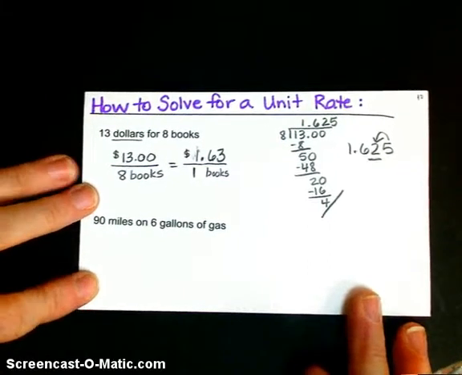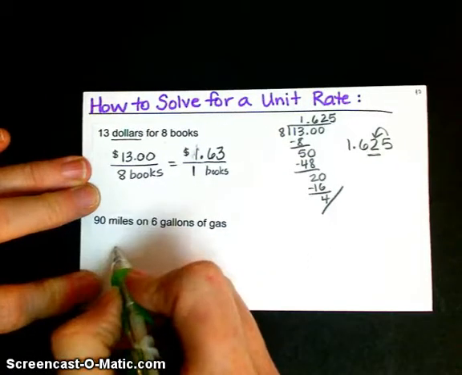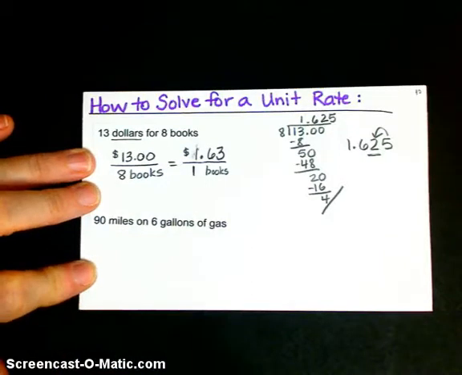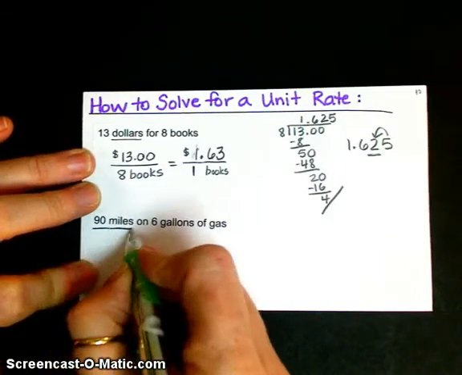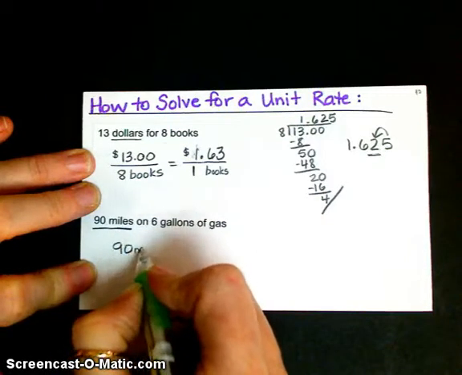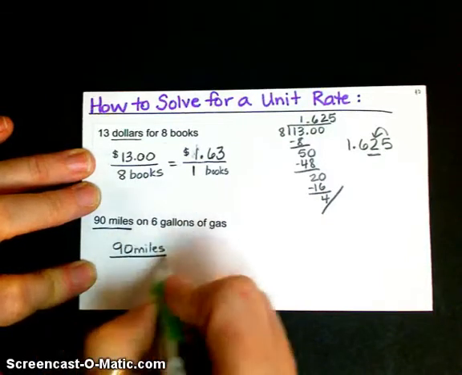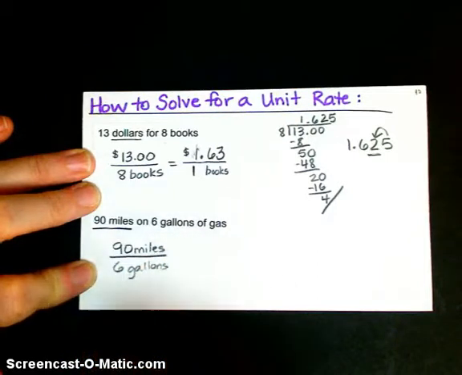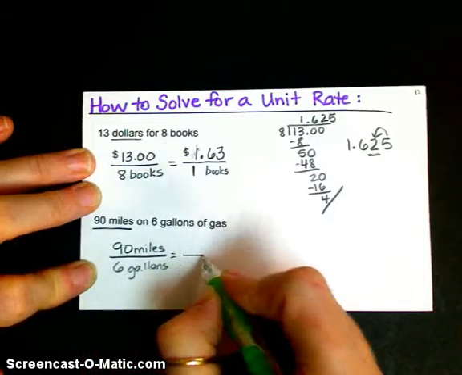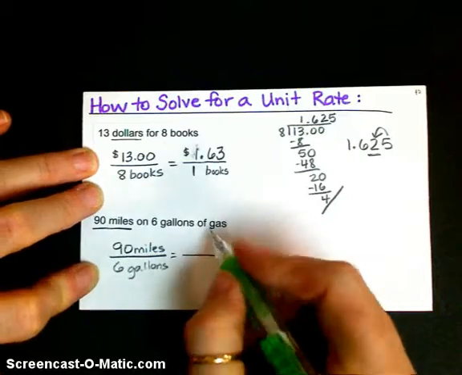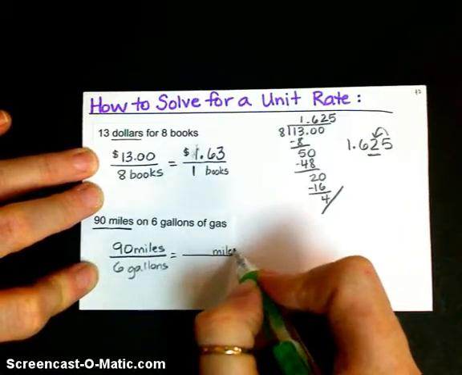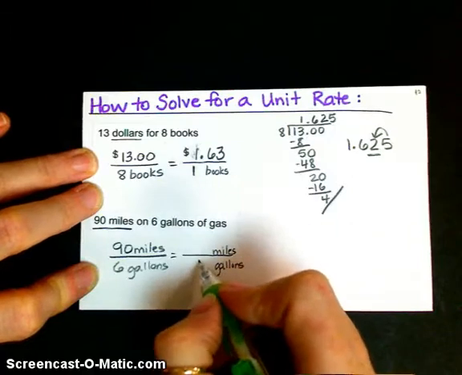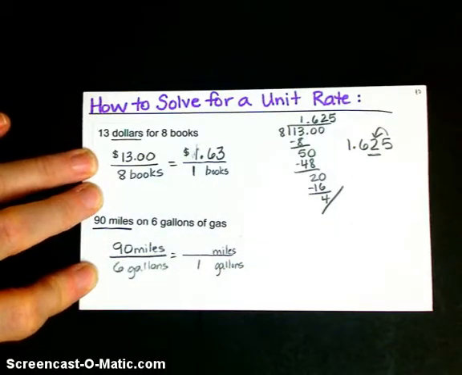Now let's do our second one. If we have 90 miles on 6 gallons of gas, we do not have money, we do not have time, so whatever they gave us first goes on top. Whatever they gave us second goes on bottom. We're going to do the rest of our skeleton proportion. We're going to make our labels match exactly. And we need to find out how many miles can I go on 1 gallon.